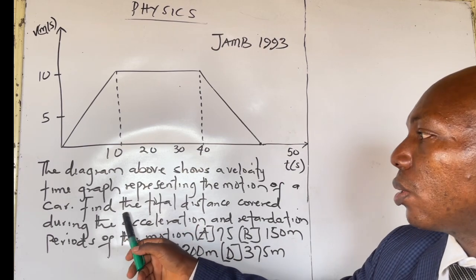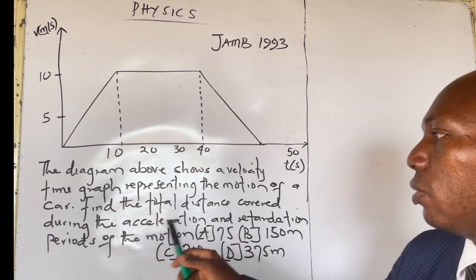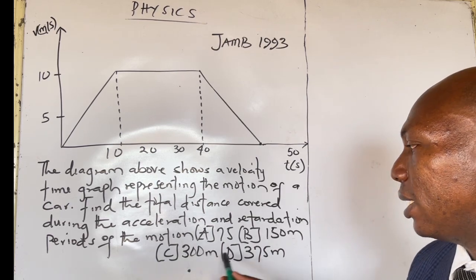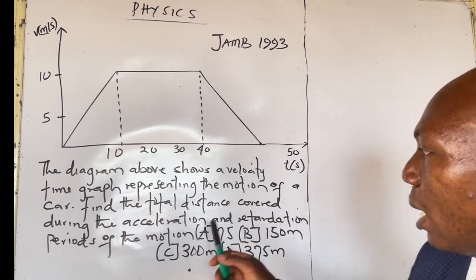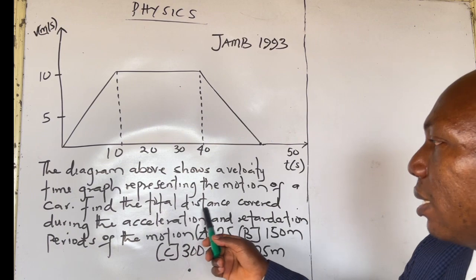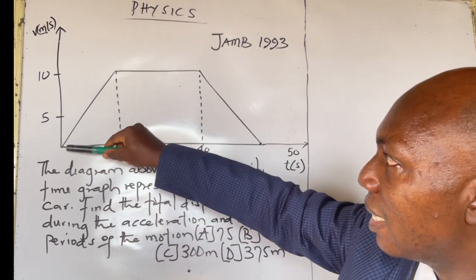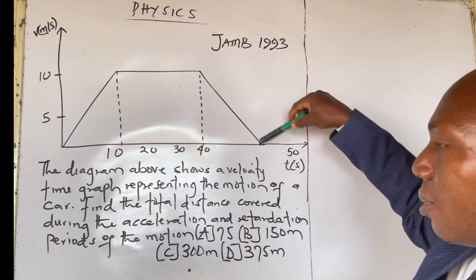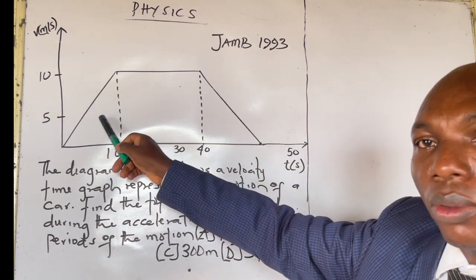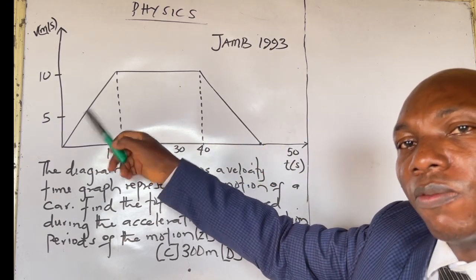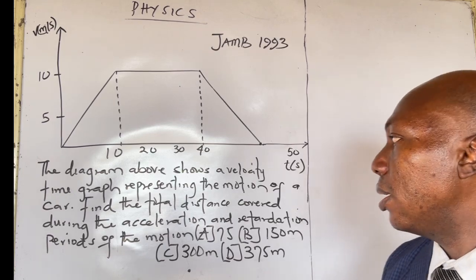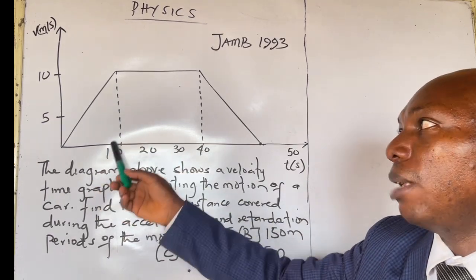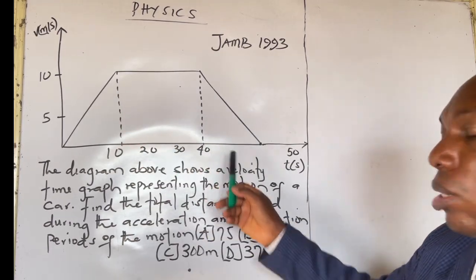car. Find the total distance covered during the acceleration and retardation periods of the motion. So they are asked to calculate the total distance covered during the acceleration and the retardation parts. The formula for calculating the distance for the acceleration is half base times height. For the retardation, half base times height.